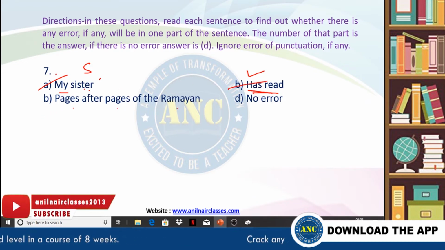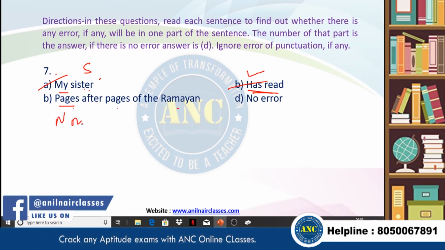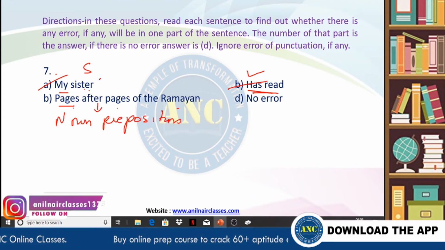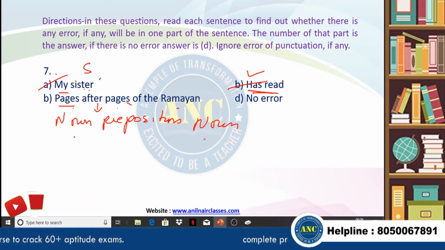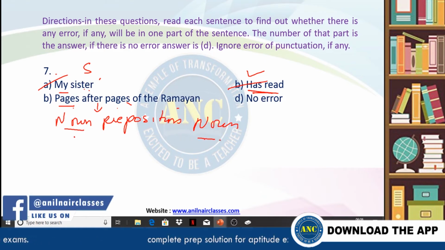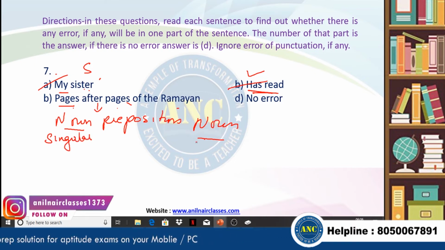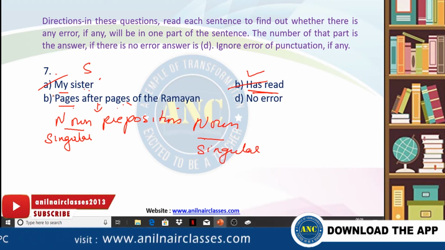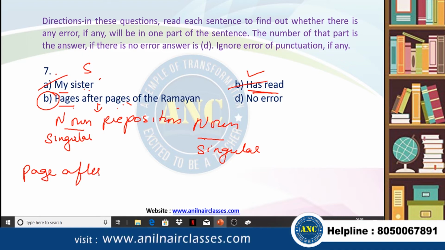Pages after pages of Ramayana. Now pages is a noun. After is my preposition. And then again pages is my noun. So what we have learned, when two nouns are joined with a preposition, these nouns will always be in the form of singular. You'll have the singular noun, preposition, then again a singular noun. So pages after pages is an error. It should be what? Page after page. Or remember, day after day.